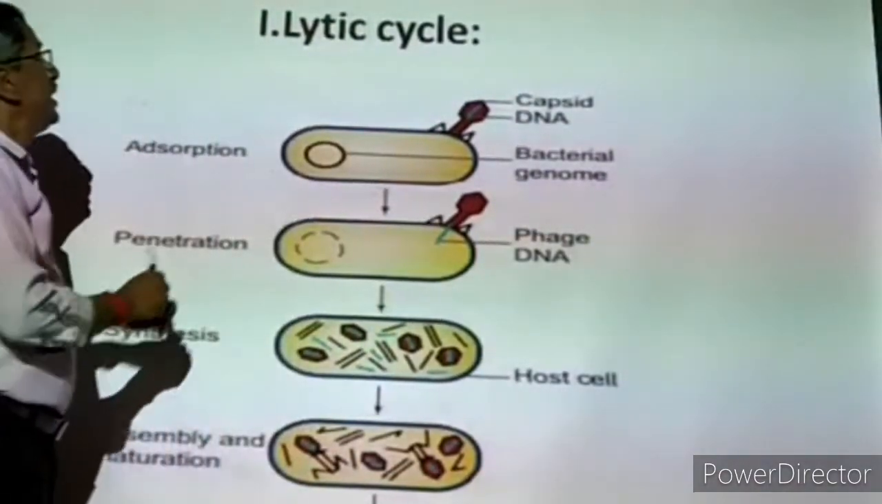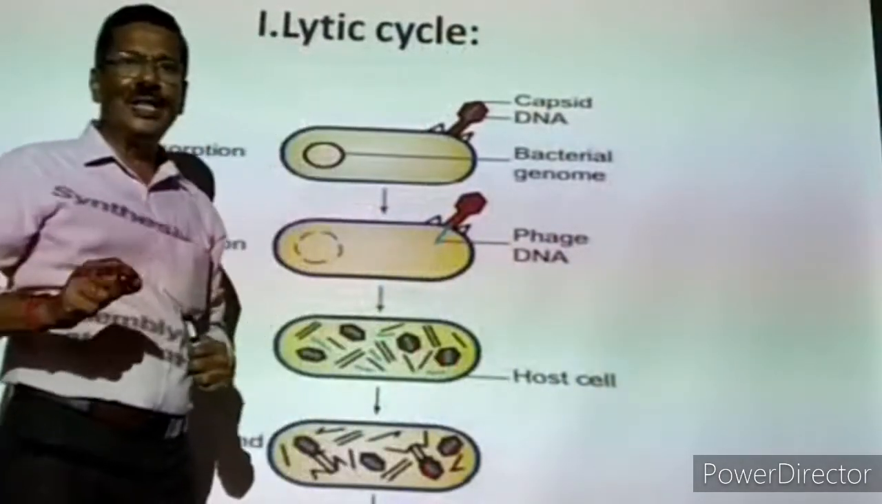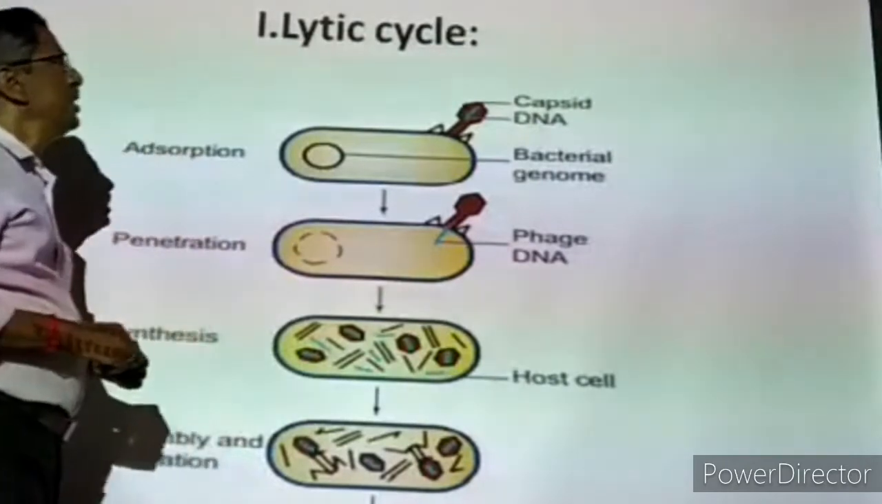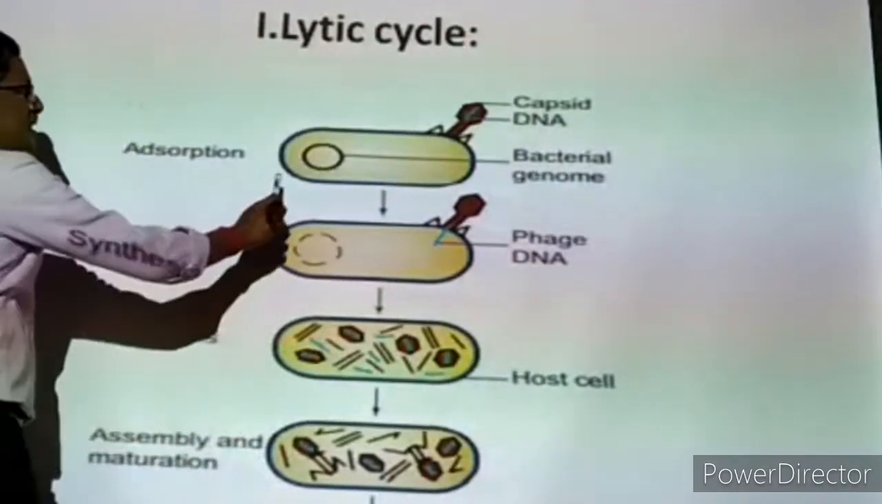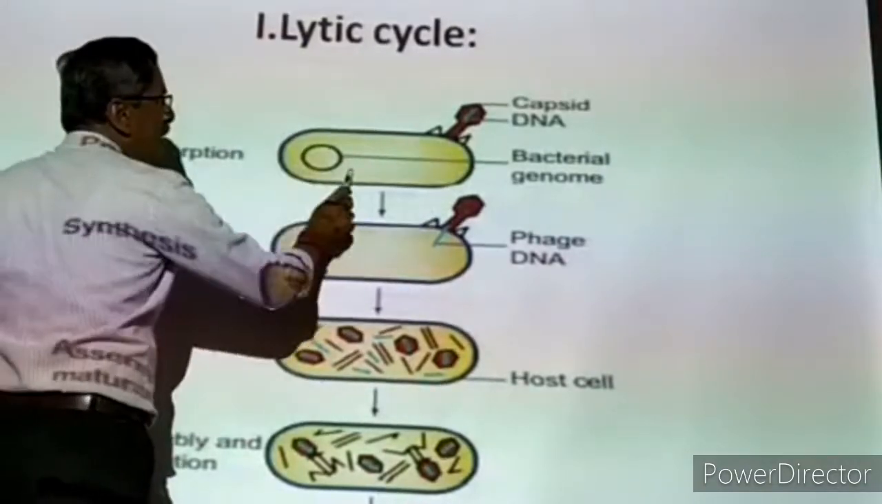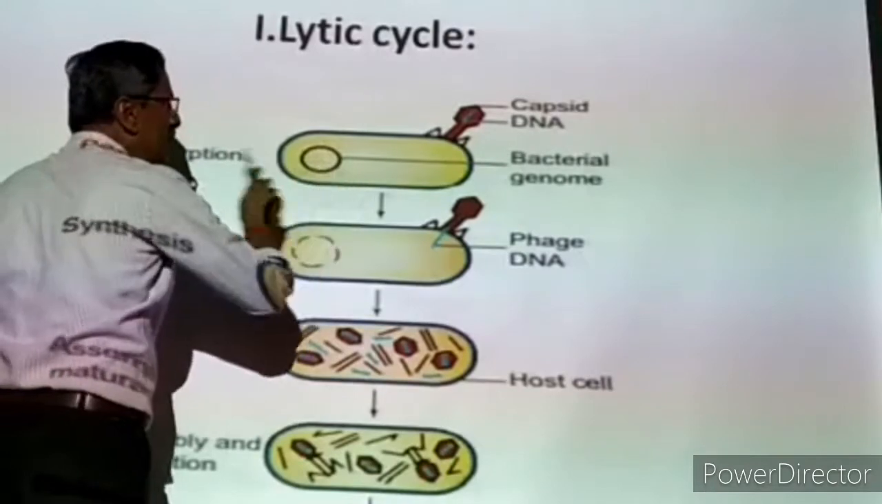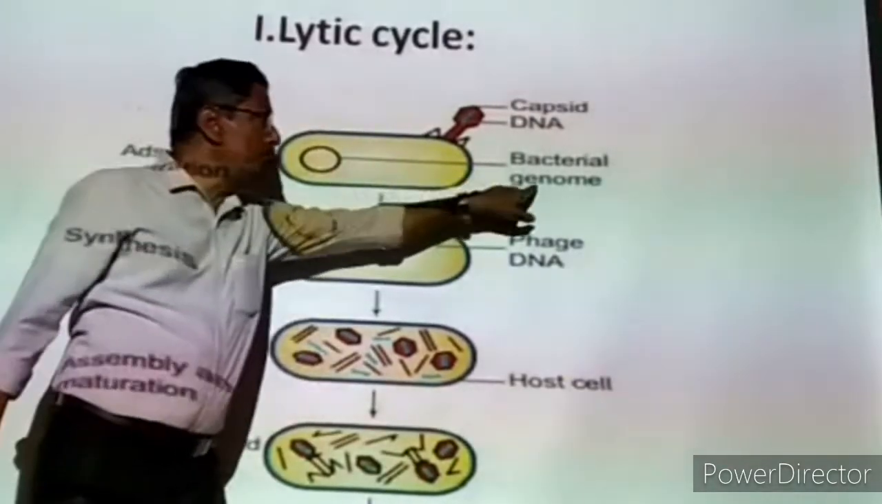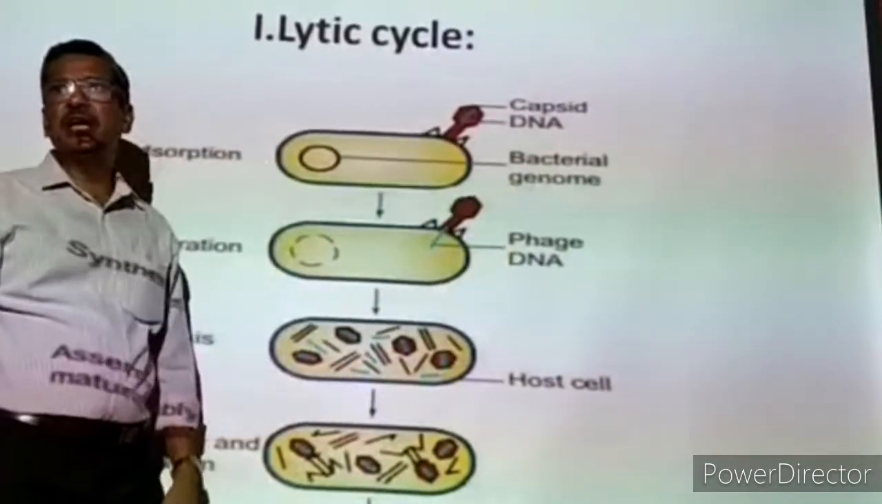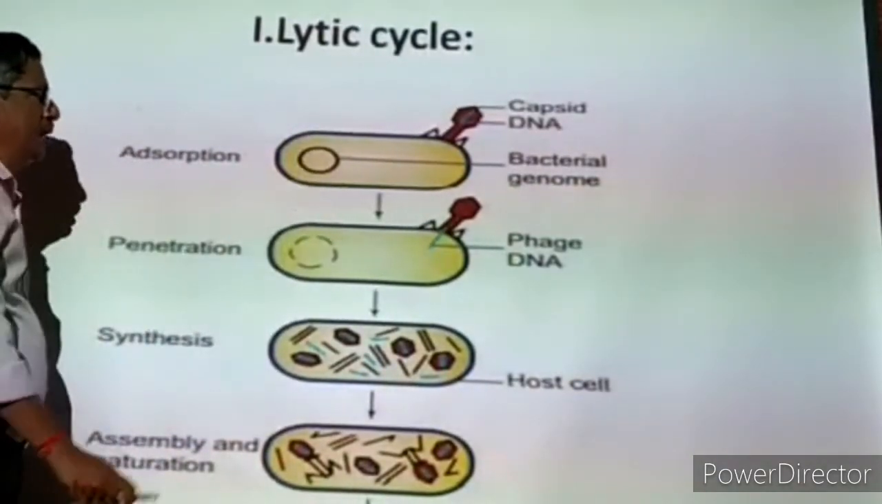Now, we have already studied that this is the life cycle of a bacteriophage. That means it is a virus which attacks only bacteria. That is called the bacteriophage. Now, this is a bacterial cell. This is the outer cell wall. It has cytoplasm, the yellow color. It has a circular bacterial genome, the genetic material. Genome means genetic material.